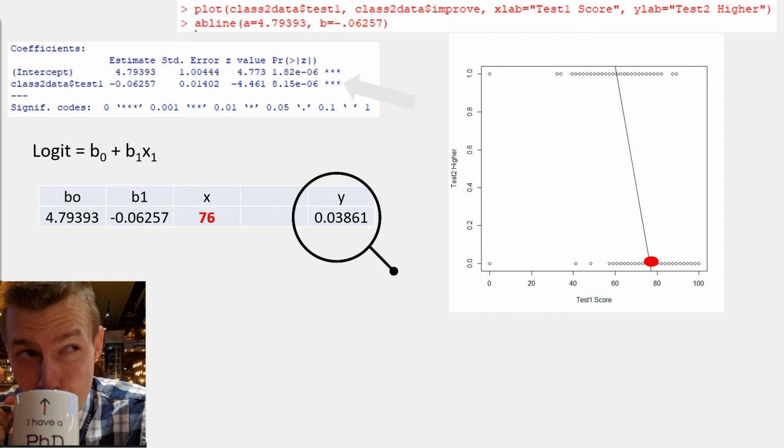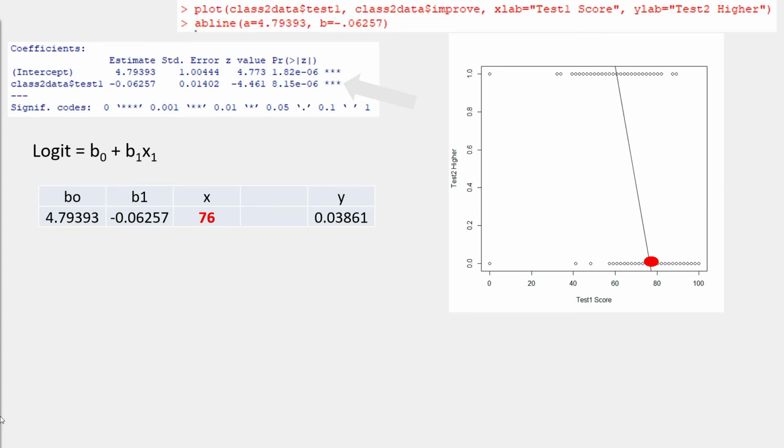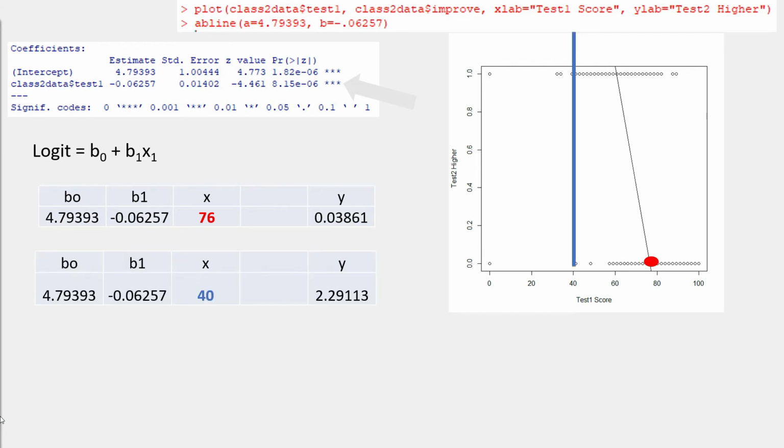Since pre-calculus or functions and relations was a long time ago for most of us, to make any sense of this, we need to recall the Logit to probability conversion from earlier. But before we convert, let's get another x value for illustration and comparison. What if the student had scored 40 on test 1?